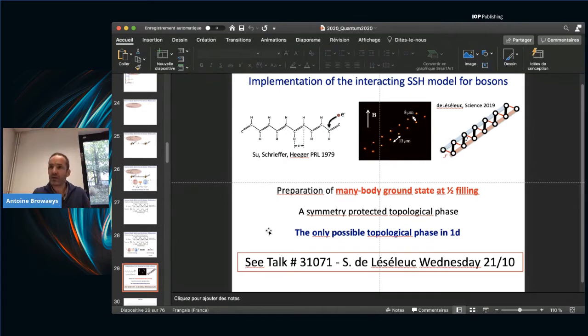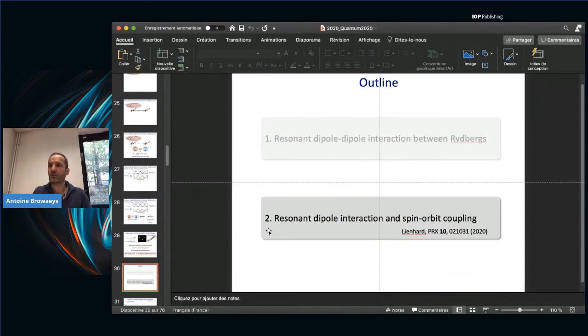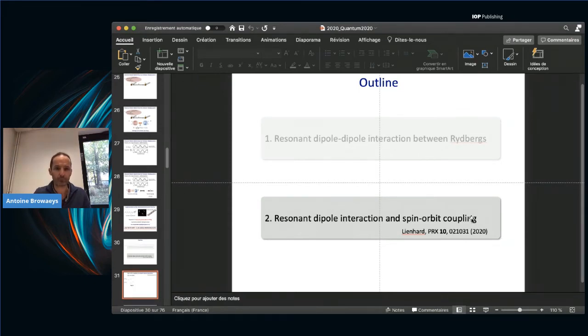What I want to do instead is to make the interaction slightly more complicated by enriching the atomic structure. So what I'm going to do now is to discuss the resonant dipole interaction in a three-level structure and show you that you can implement a spin-orbit coupling. And that was the result of a recent work we published together with Hans-Peter Büchler.